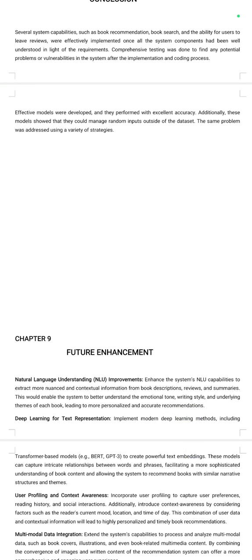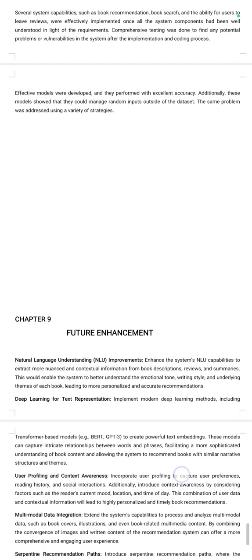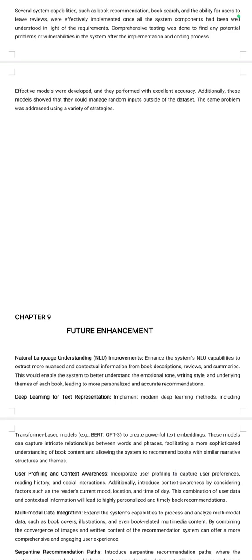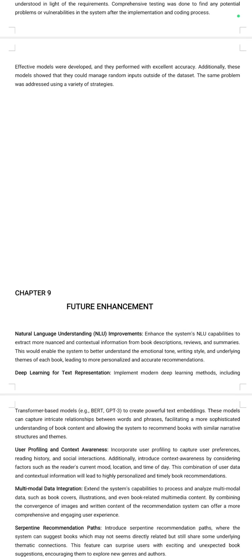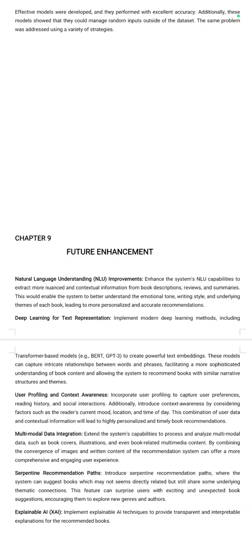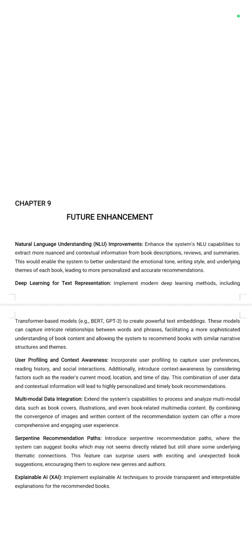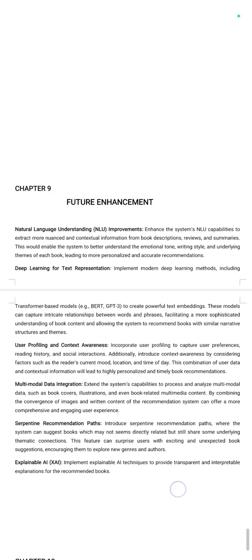Next chapter is 9, future enhancement. Natural language understanding improvement: enhancing the system capability to extract more nuanced and contextual information from book descriptions, reviews, and summaries. Deep learning for text representation: implementing modern deep learning methods, including transformer-based models. User profiling and contextual awareness: incorporating user profiling to capture user preferences, reading histories, and social interaction. Multimodal data integration: extending the system capability to process and analyze multimodal data such as book covers.